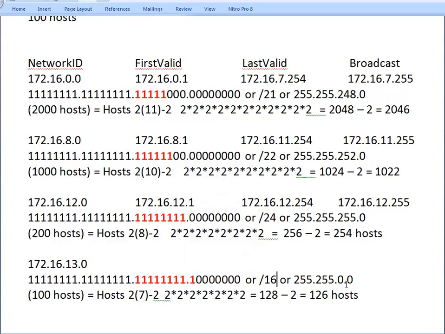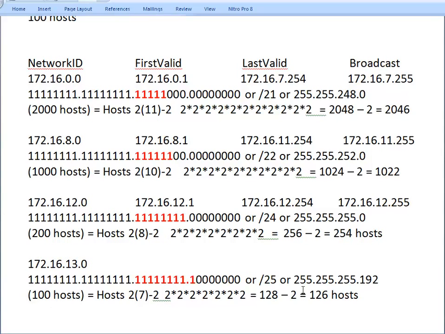Okay, this says /now. If you count up to here, it's 16. So 17, 18, 19, 20, 21, 22, 23, 24, 25. So /25. I can say /25, or 255.255.255.128.